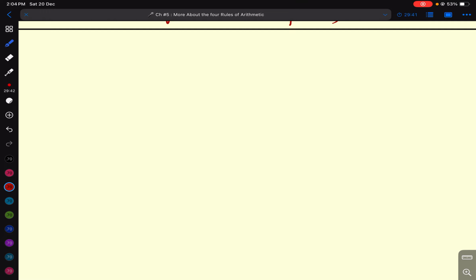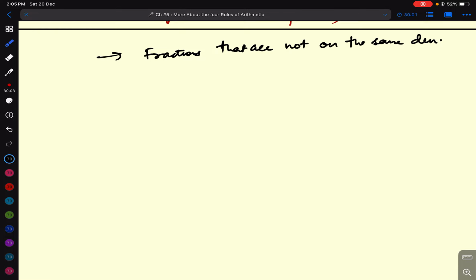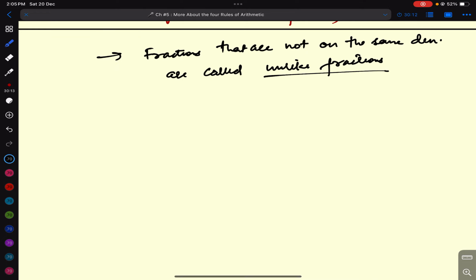So this is how we perform the addition and subtraction of like fractions, and like fractions play an important role in making calculations simple and easy. Now suppose the denominators are not the same, that is, fractions that are not on the same denominator. They are called unlike fractions. Now the challenge comes: how do we find the sum or the difference of unlike fractions?